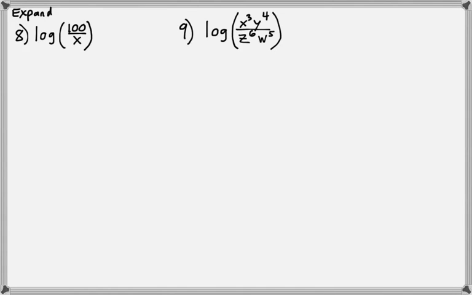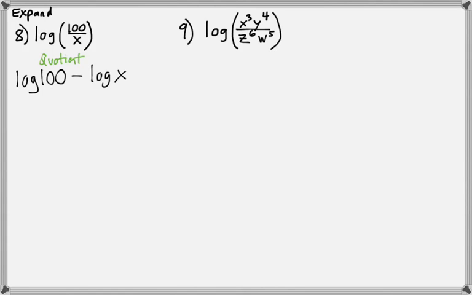For question number 8, I'm trying to expand the logarithm, and I have two things that are being divided on the inside of one logarithm. So that's going to split up using the quotient rule. And two things being divided on the inside of one logarithm get split up into two logarithms with subtraction separating them.